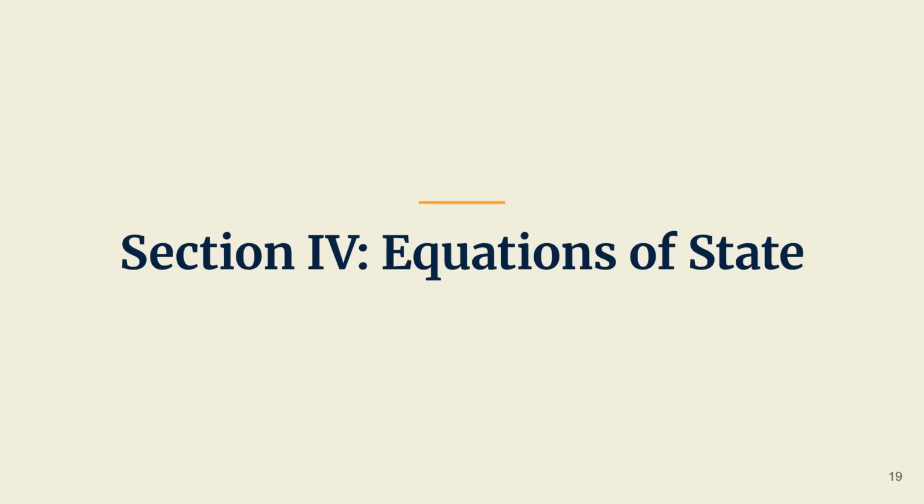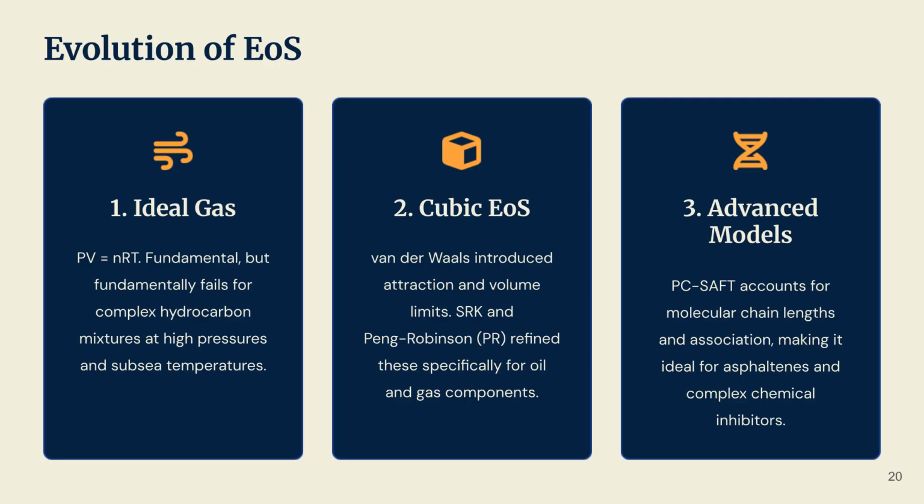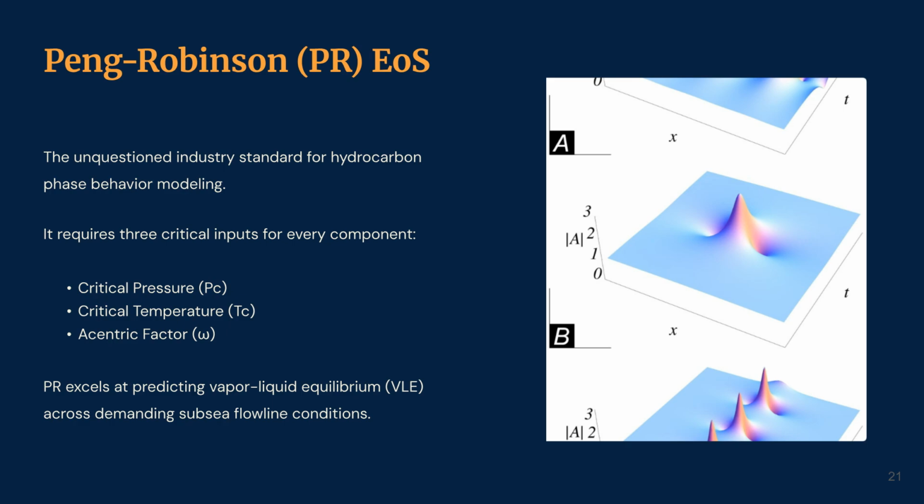We now move to Section IV, focusing on equations of state, the essential mathematical engines that drive flow assurance modeling. The evolution of EOS models has progressed from simple ideal gas laws to cubic models like Peng-Robinson, and finally to advanced models like PC-SAFT for complex chemical inhibitors and asphaltenes. The Peng-Robinson equation of state remains the industry standard. It relies on critical pressure, critical temperature, and the acentric factor to accurately predict vapor-liquid equilibrium.